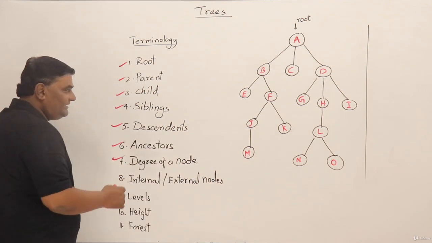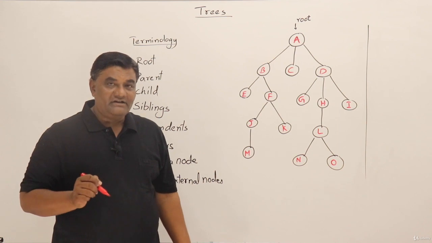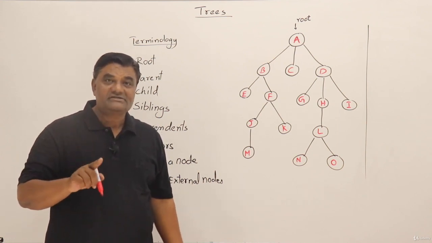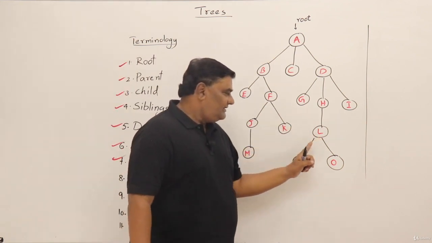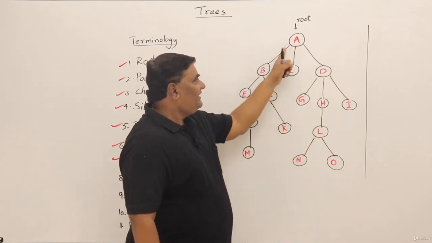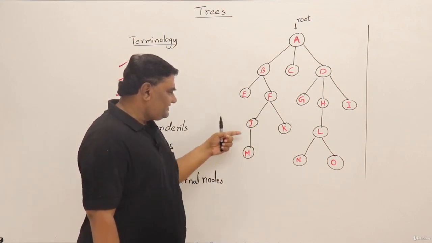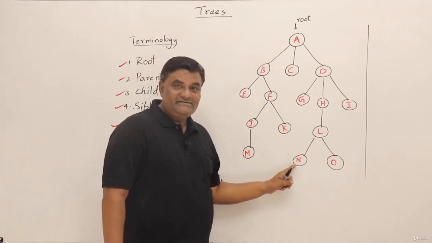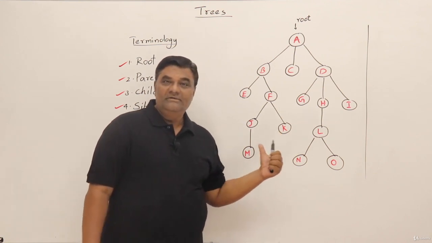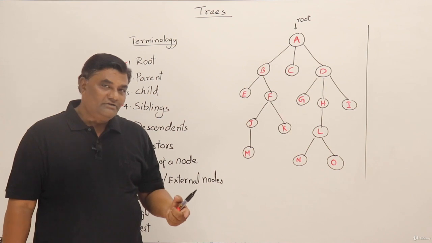The next is degree of a node. Degree of a node is the number of children it is having, direct children, not all descendants, direct children. Degree of L is 2, it is having 2 children. Degree of D is 3. Degree of A is 3. Degree of F is 2. Degree of J is 1. And degree of N is 0. K is 0. M is 0. Number of children any node is having is the degree of a node.